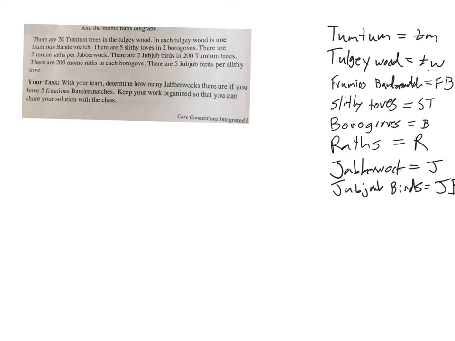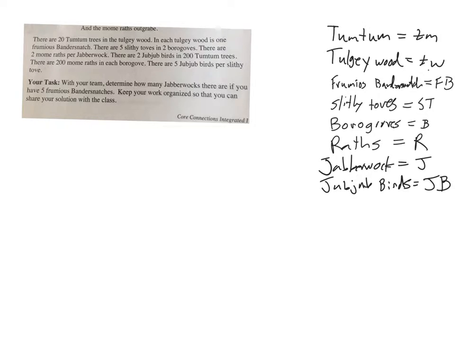To do this system correctly, you always have to ask yourself, what do I want to end up with? And this says you want to end up with Jabberwocks. So whatever you want to end up with, that's what you start with. Jabberwocks, we said, are just J's. So I'm going to start with J's. I'll put this line down like this, and I'm going to separate it. You'll see how this works in a second.